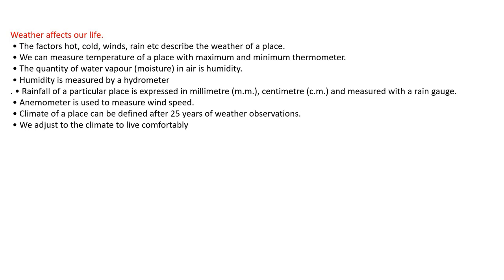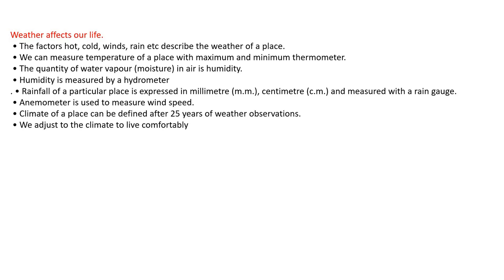Weather that affects our life. The factors hot, cold, winds, rain, etc. are described as the weather of a place. These are the factors which affect our life. We can measure the temperature of a place with a maximum and minimum thermometer. The quantity of water vapor or moisture of a particular place is called humidity, and it is measured by an instrument called a hygrometer.